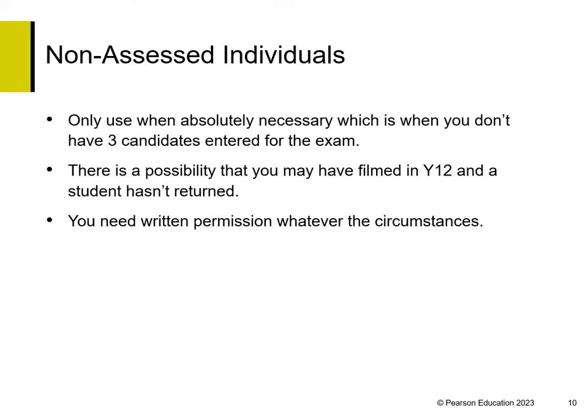Non-assessed individuals, this has become increasingly common, particularly because some centres' numbers have really, really dropped. So you would only use a non-assessed individual when you haven't got three candidates entered for the exam, because minimum group size is three. What we have found quite a lot is people have filmed it at the end of year 12. I've already said that's when most people tend to do it. And then for whatever reason, one of the students that was in the year 12 group as a genuine candidate doesn't come back into year 13 or drops the subject or whatever. That's unavoidable. You wouldn't have to redo the whole piece because that had happened, but you still then have, when you're submitting examination evidence in May, a non-assessed individual. So you'd need written permission from drama assessment, whatever the circumstances.